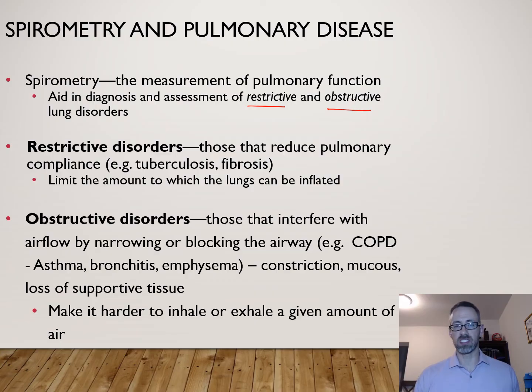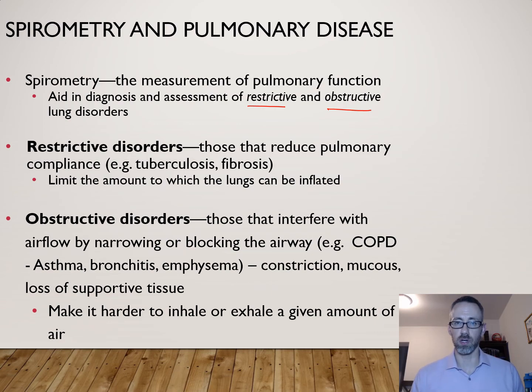However, a restrictive disease is going to reduce that compliance, so the lung is not going to expand for a given pressure change as readily. Things like infections such as tuberculosis, or anything that can cause scarring of the lung parenchyma or tissue, is going to make it more restrictive. This is going to limit the amount the lung will actually inflate. So we call that a restrictive disorder.